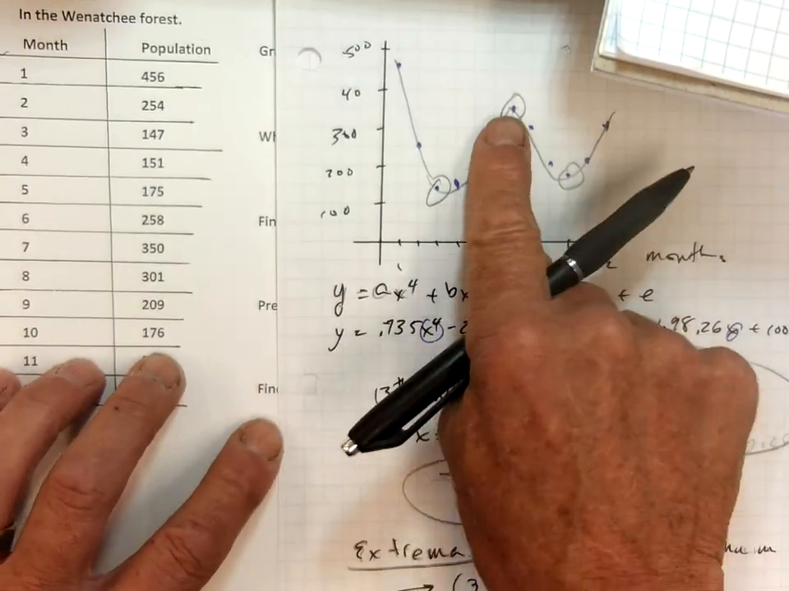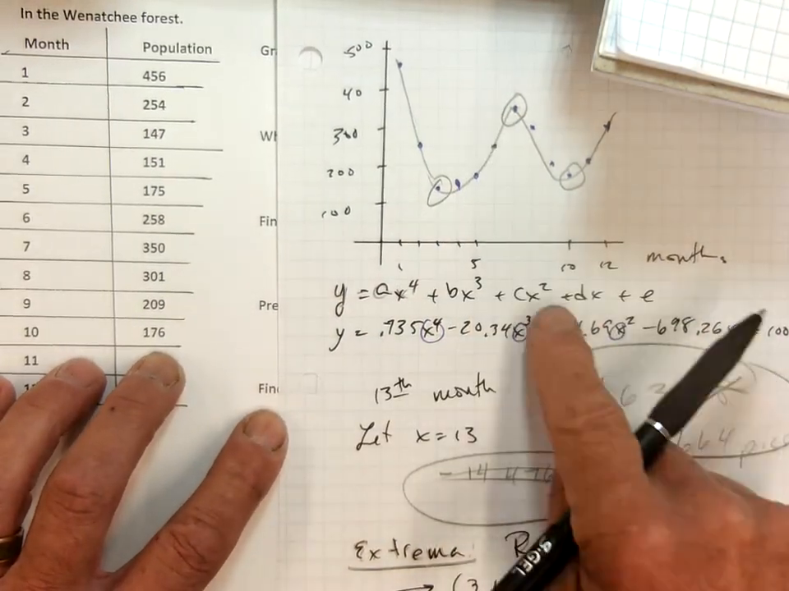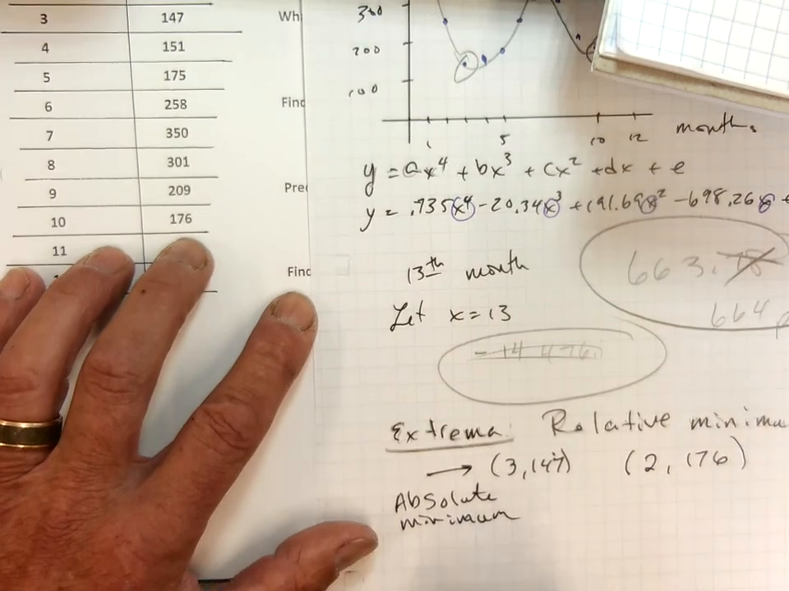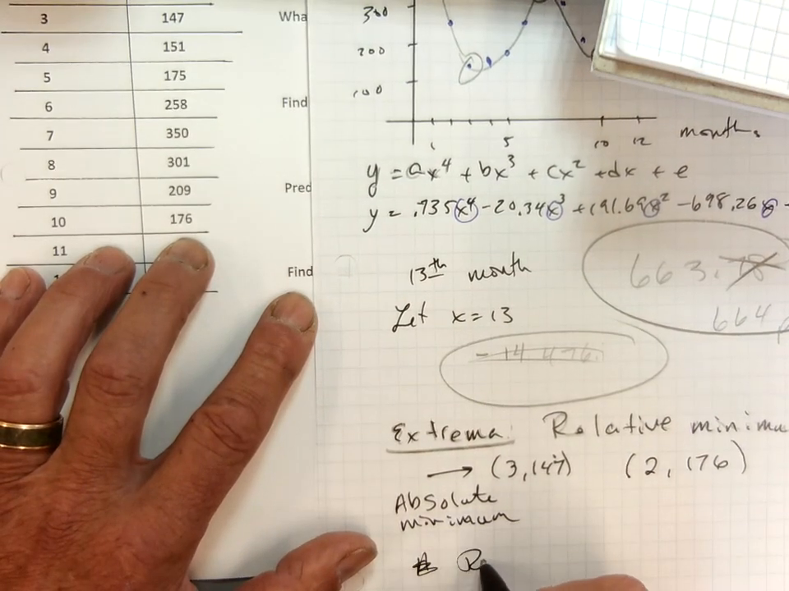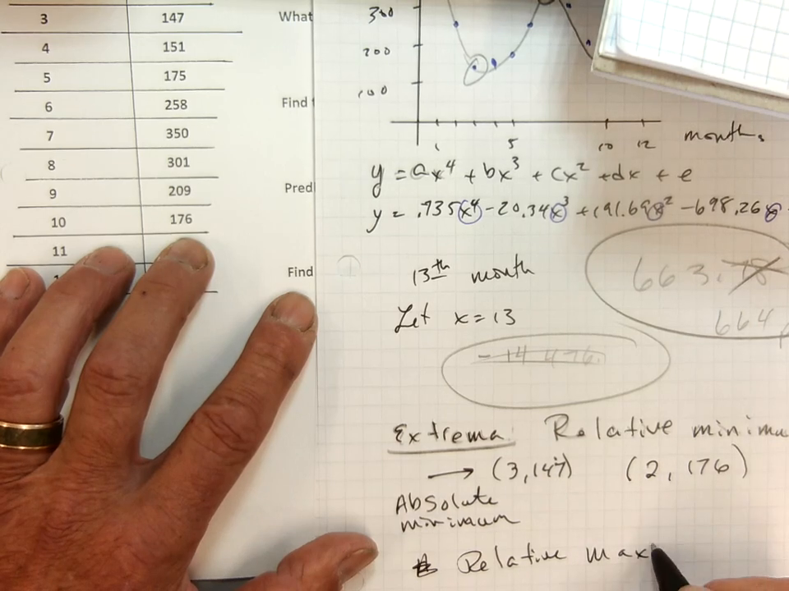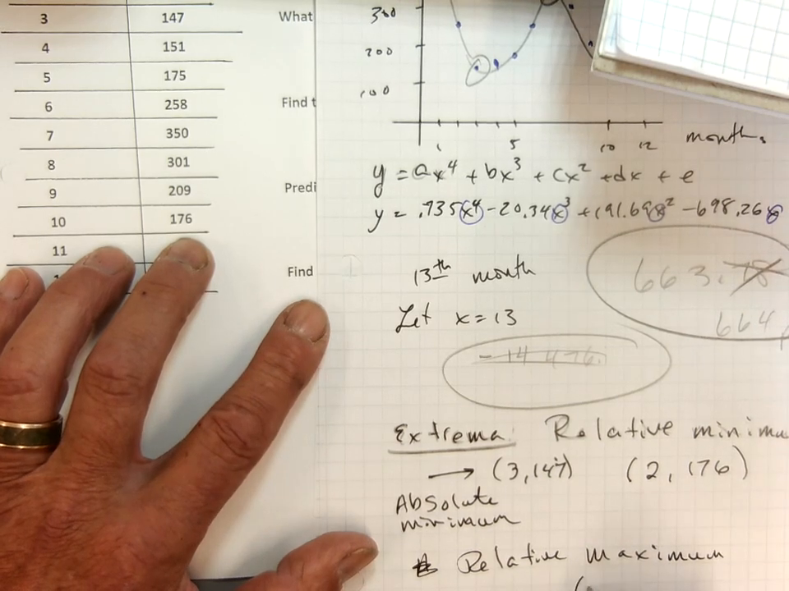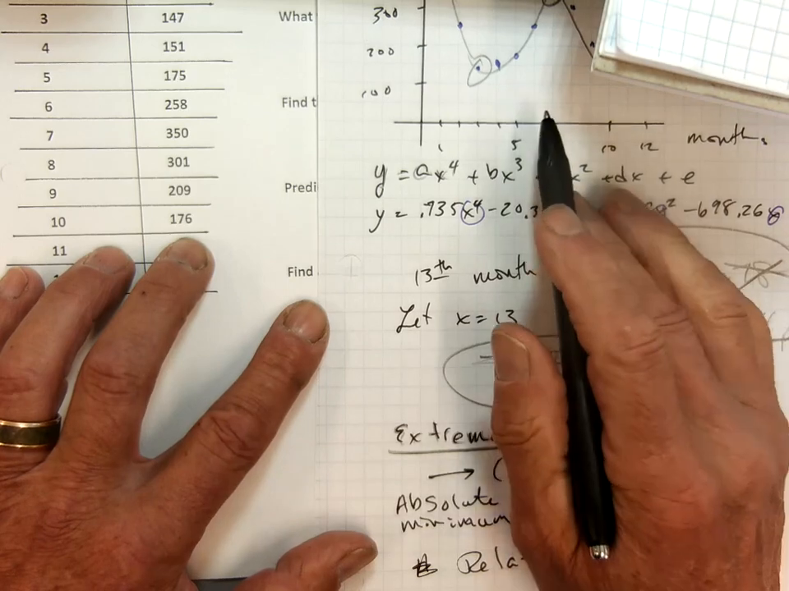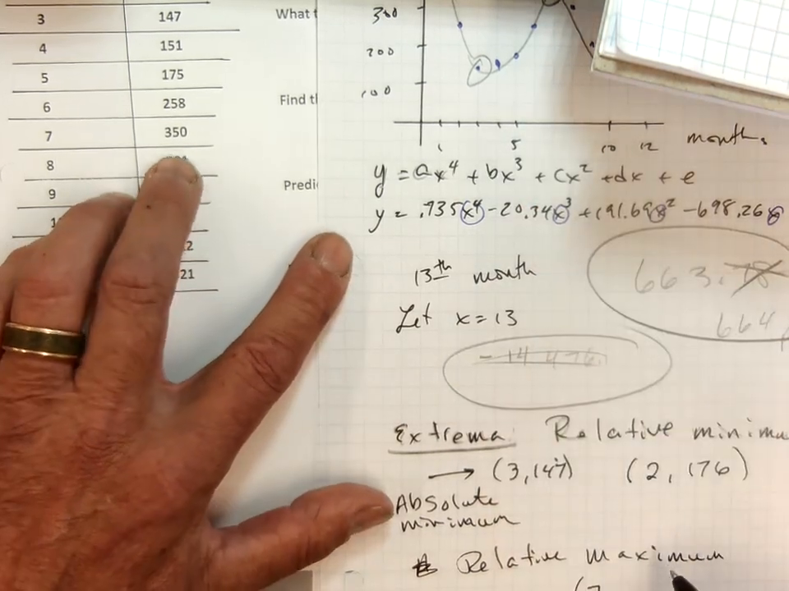I have one relative maximum at month 7. So I have an absolute, nope, sorry, relative maximum. Looks like at month 7, about 350, okay?